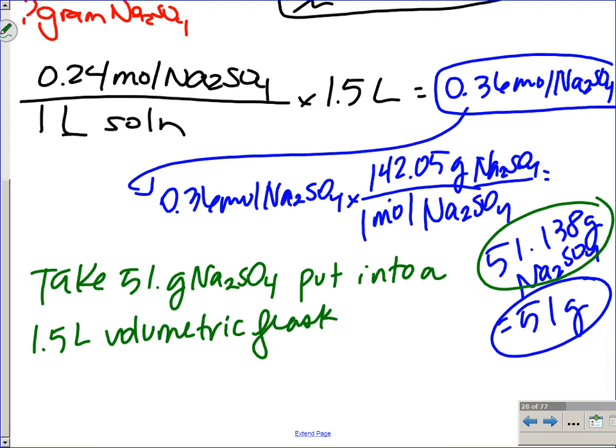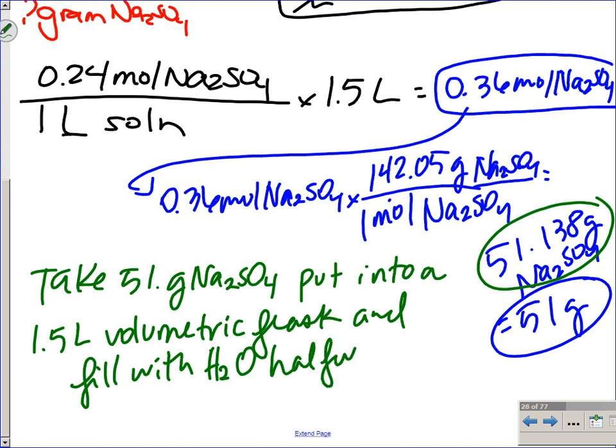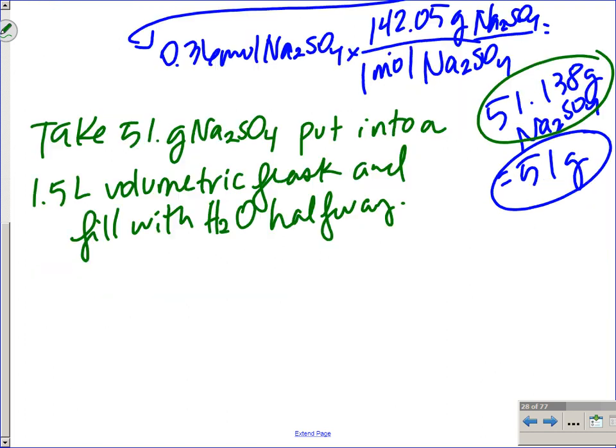And you are writing this down because when I go to the next page, if you want to write it down, I'm not going back for you guys. Sorry, darlings. And fill with water halfway, and I'll tell you more. So I'm walking through the process of, I've done my math, I've done my background. I'm going to take that 51 grams of the sodium sulfate. I'm going to put it in this fancy flask called a volumetric flask.